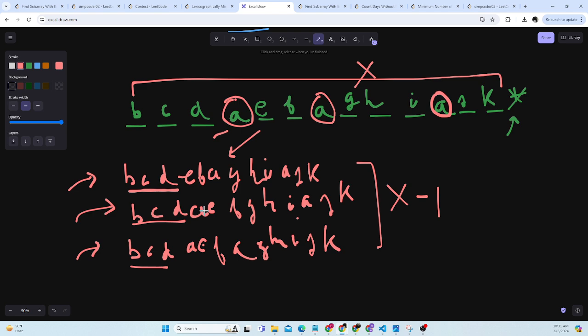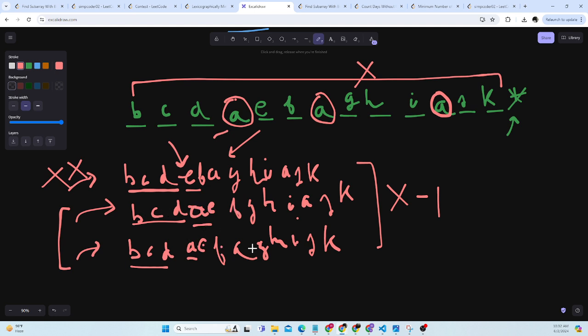The first character we differed at was E. Here E came, here A came, and here A came. So we see that this cannot be the string, this is lexicographically larger. Why did this happen? Because in these two cases, we did not remove the first A. And since A was the smallest, it made these two strings smallest.